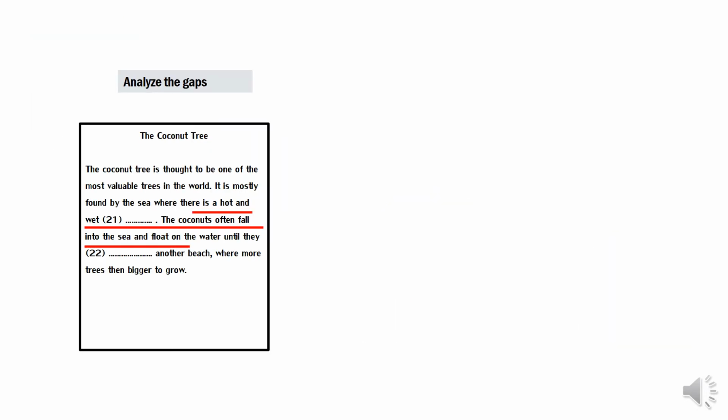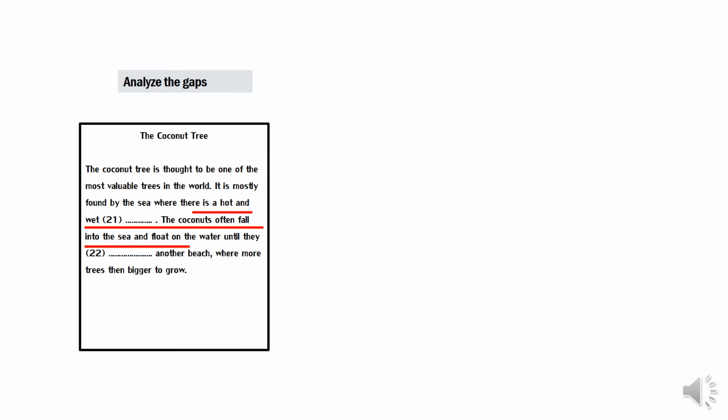Analyzing the gaps is possibly the most important step of the whole process. After you have read the text quickly, it is now time to look at the gaps. Remember that part 5 mainly tests your vocabulary, so you need to find out what possible expressions we can create with the words that are in front of and after the gaps. Here is an example.